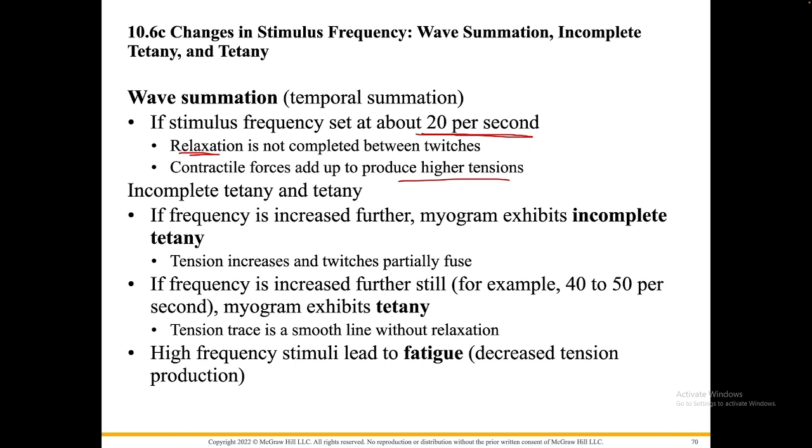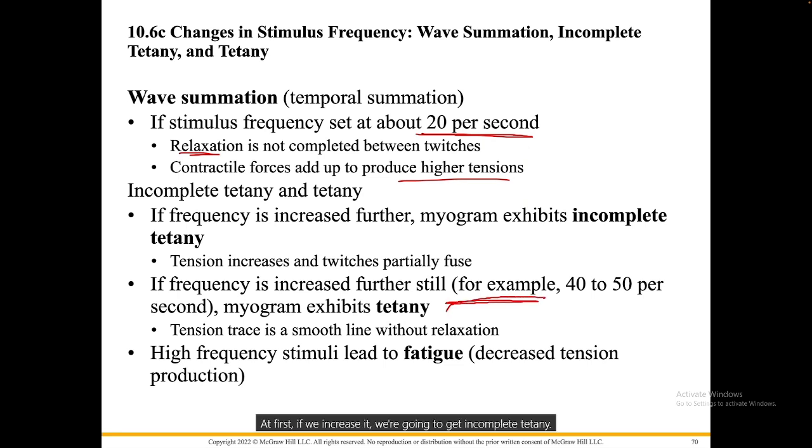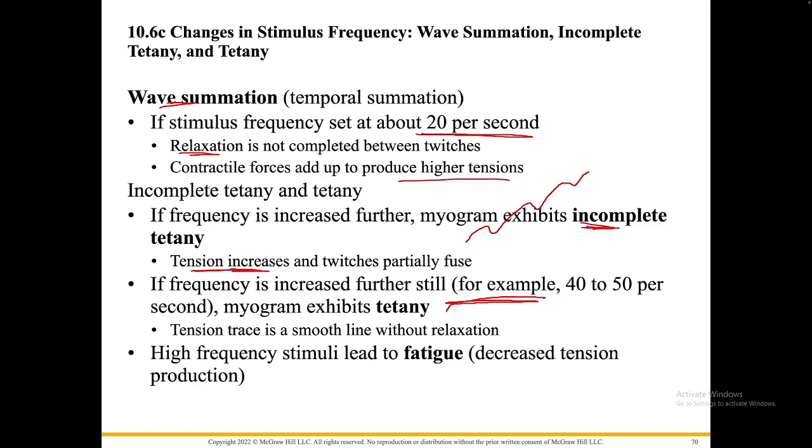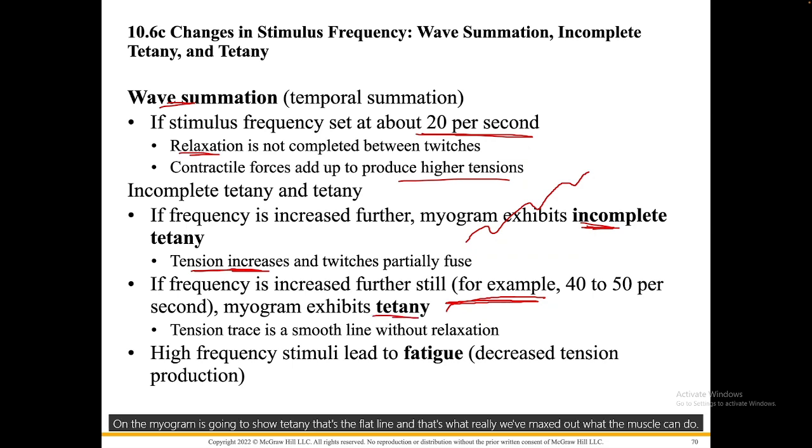We can continue to increase that frequency and cause a couple of other things. In the next slide, we're going to see that tetany is the maximum, right? At first, if we increase it, we're going to get incomplete tetany. It's going up, getting ready to tabletop. So again, what happened? We've started doing wave summation. We added things together. The first part is incomplete tetany. I'm getting more tension. Tension increases. At some point, it reaches a maximum. On the myogram, it's going to show tetany. That's the flat line. And that's what really we've maxed out what the muscle can do.